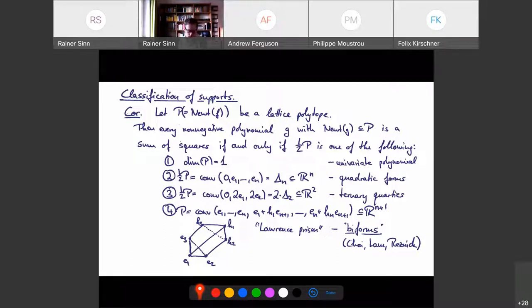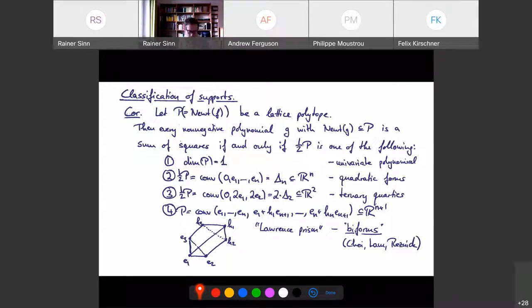So these are the only other types of polytopes, but they exist in any dimension for any n, so this is a family, and for any heights that you might assign. And it turns out that these cases were known before. So these cases are Hilbert's theorem 1, 2, 3. This case was known before that non-negative polynomials of this form are sums of squares by work of Choi, Lam, and Reznick. And they call these polynomials biforms for reasons that are maybe less clear at the moment.